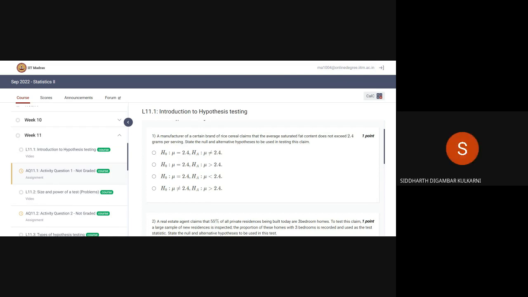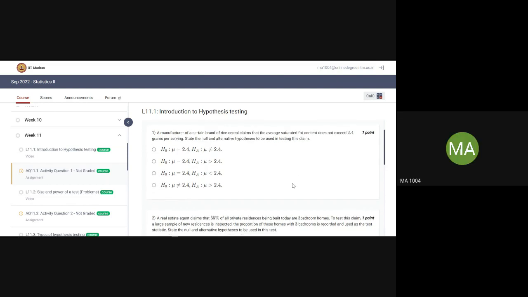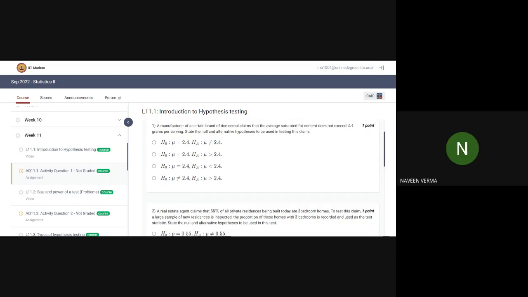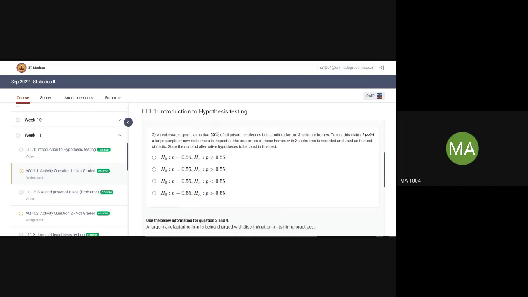Not getting it, ma'am. But he is already claiming that. Okay, let's look at a different example. It says a real estate agent claims that 55% of all private residents built today are 3-bedroom homes. To test this claim, a large sample of new residents is inspected. The proportion of these homes with 3 bedrooms is recorded and used as the test statistic. State the null and the alternative hypothesis to be used in this test.